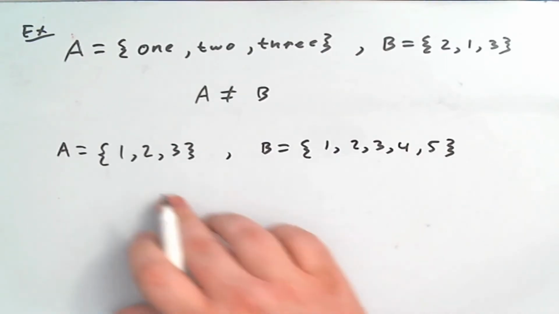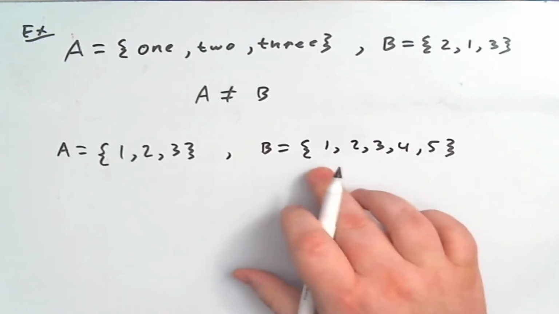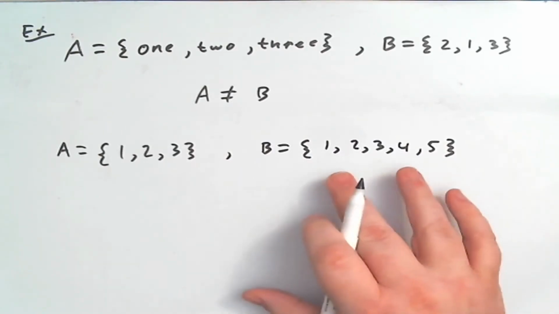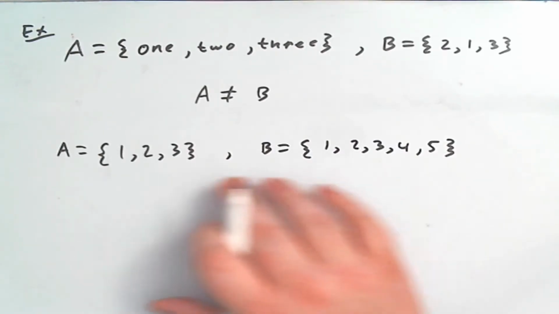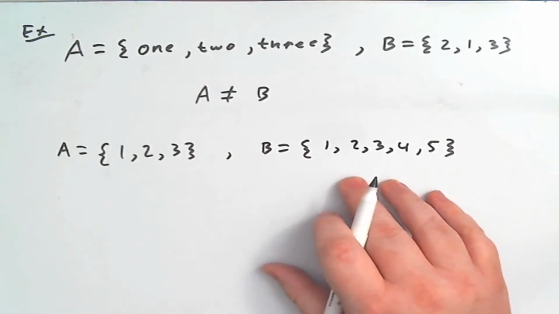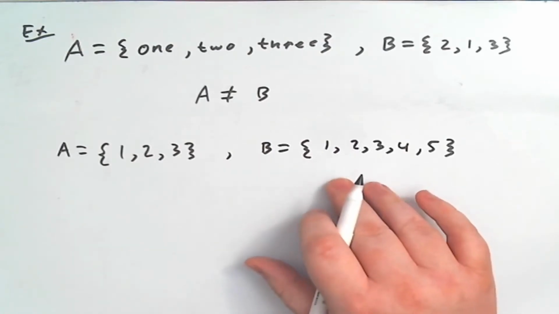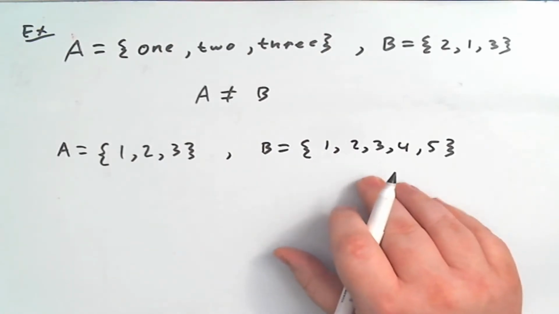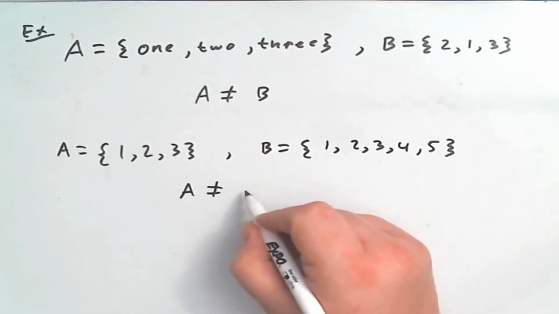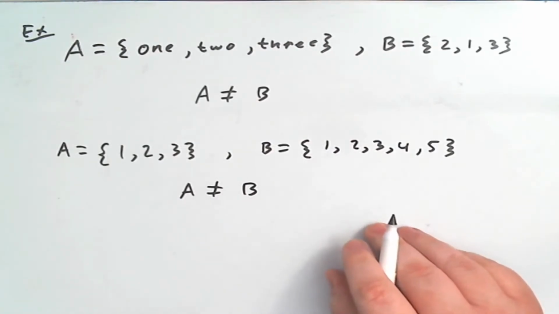Okay, now even though all the elements in A are exactly in B, because B has these additional elements, we can't say that everything in B is exactly in A. So A and B don't have the exact same elements. They do have some of the same elements, but they don't have exactly the same elements. Okay, so then in this case, again, we would say A is not equal to B.